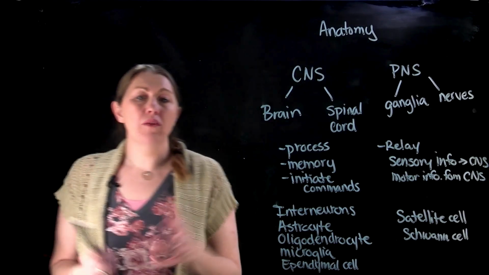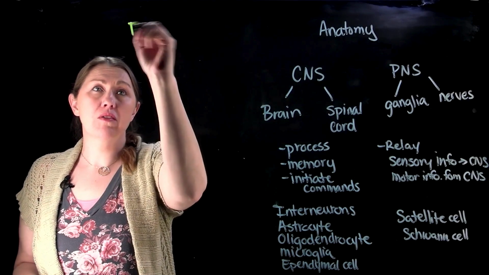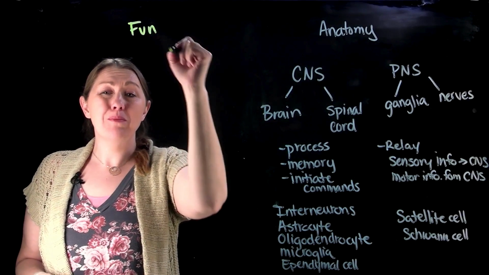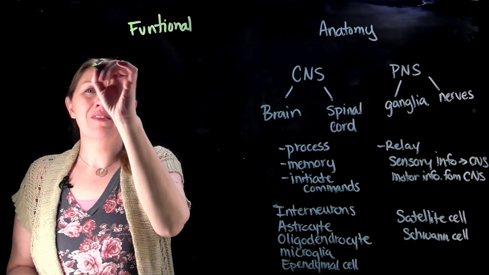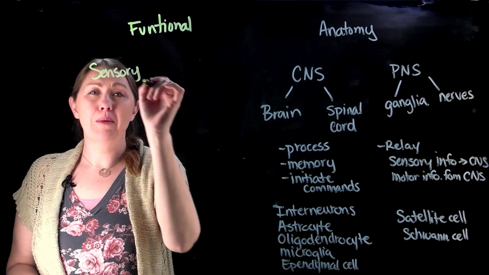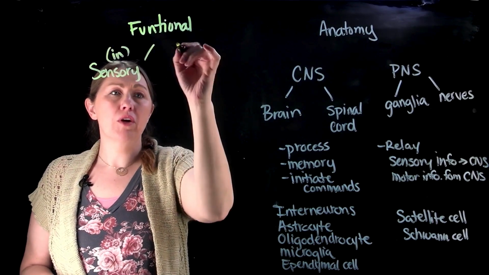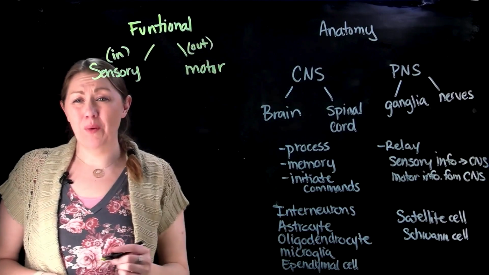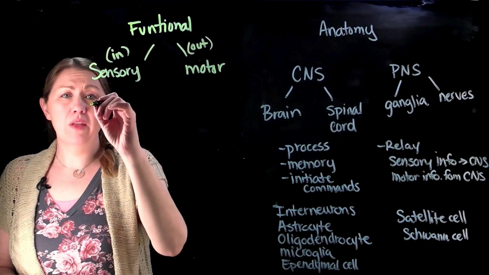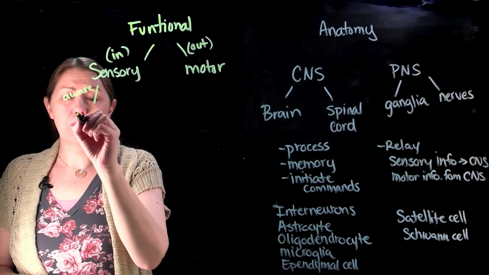Let's talk about what if you're separating things out by their function. So functional classifications are dealing more with what kind of information are you handling. So functional divisions would be dealing with sensory information. So if you think about it as input, so if you're going in, sensory, versus if you're going out, that's motor. Sometimes the sensory information that's going in, you're aware of it. And in that case, we call that somatic. So aware or conscious would be somatic.